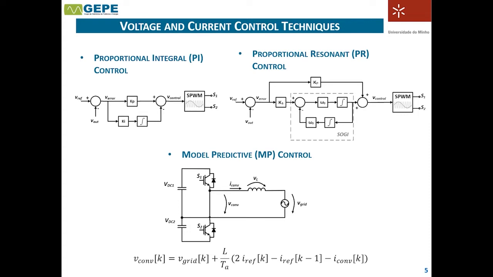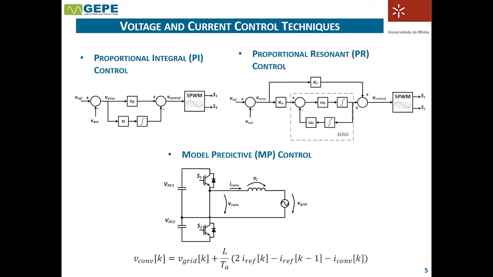Starting with PI control, this control technique is based on calculation of the error between the reference voltage, Vref, and the voltage at the output of the converter, Vout. This error is multiplied by a proportional gain, Kp, and the integral gain, Ki. The resultant variable, V control, will be used as input for the SPWM technique responsible for synthesizing the signals applied to the semiconductors. To use this technique as a current control, it is only necessary to exchange the voltage signal for their current signals.